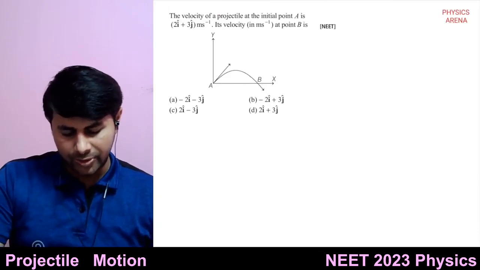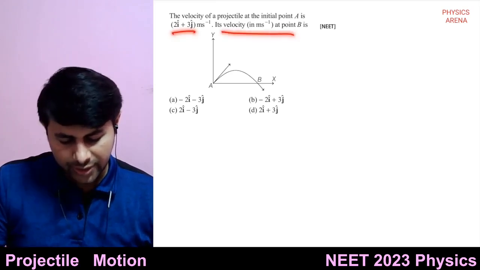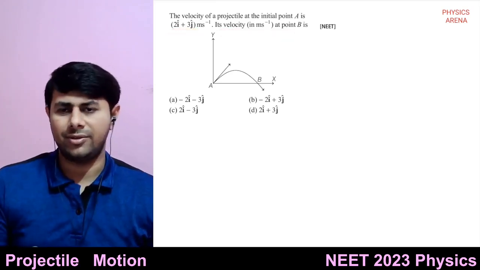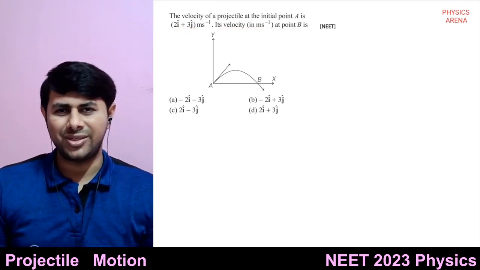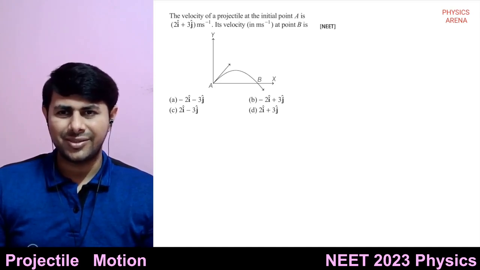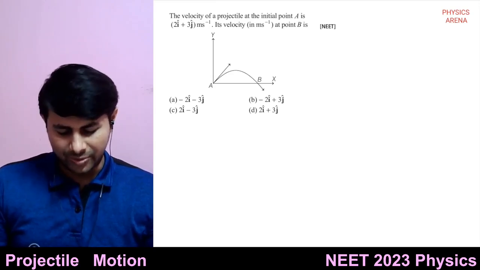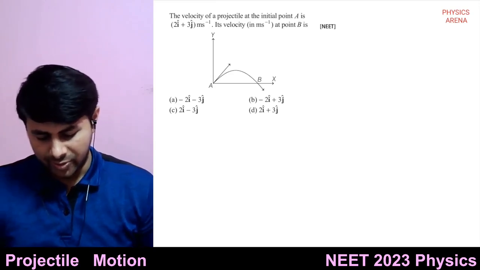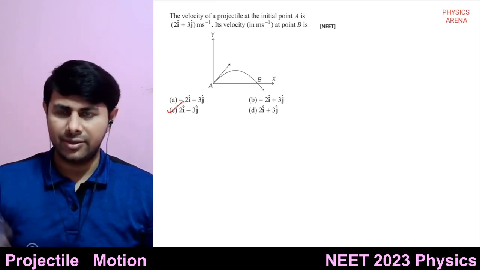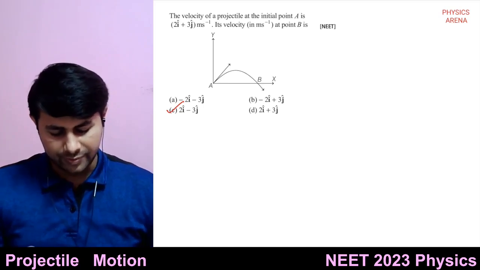The velocity of the projectile at initial point A is this. Its velocity at point B is, you tell me. What happens? The X component remains the same, the Y component gets reversed. Option C, good. So the X component remains the same, the Y component gets reversed. 2i minus 3j is the answer. Okay, very simple.